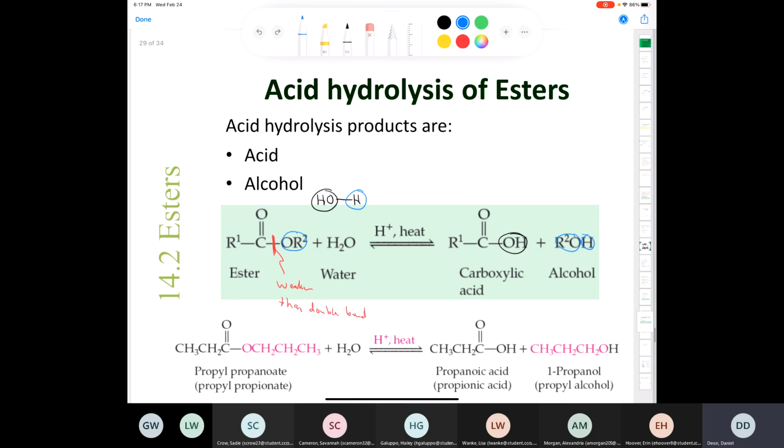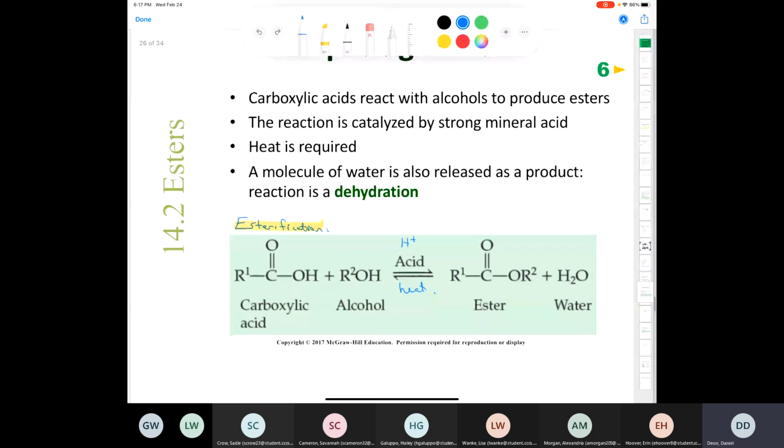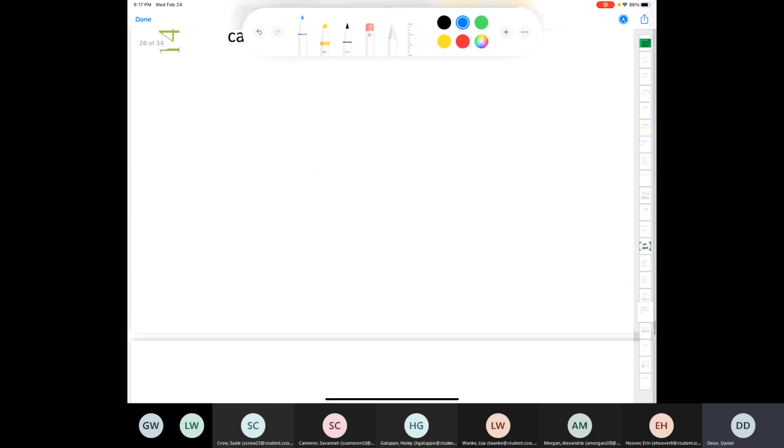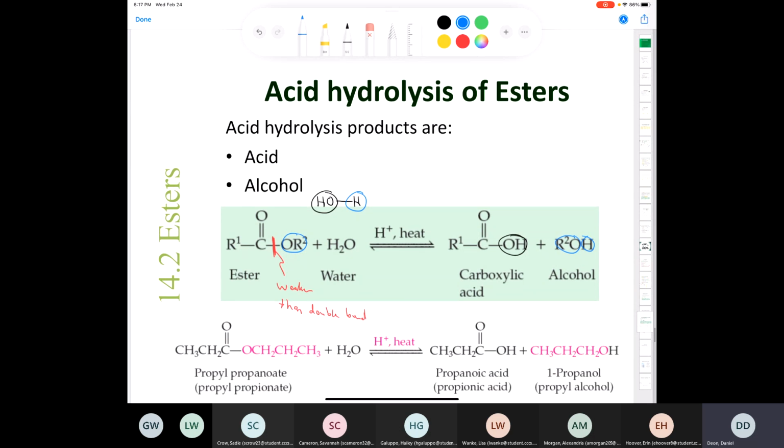Let's go back and look. We go back here to the esterification reaction. Watch carefully. Carboxylic acid plus alcohol gives you ester and water. Let's go back to the hydrolysis. It's ester plus water gives you carboxylic acid plus alcohol. You're like ready to pull your hair out saying, well, I see that the arrow is reversible, but how do I know when it's going to do what?